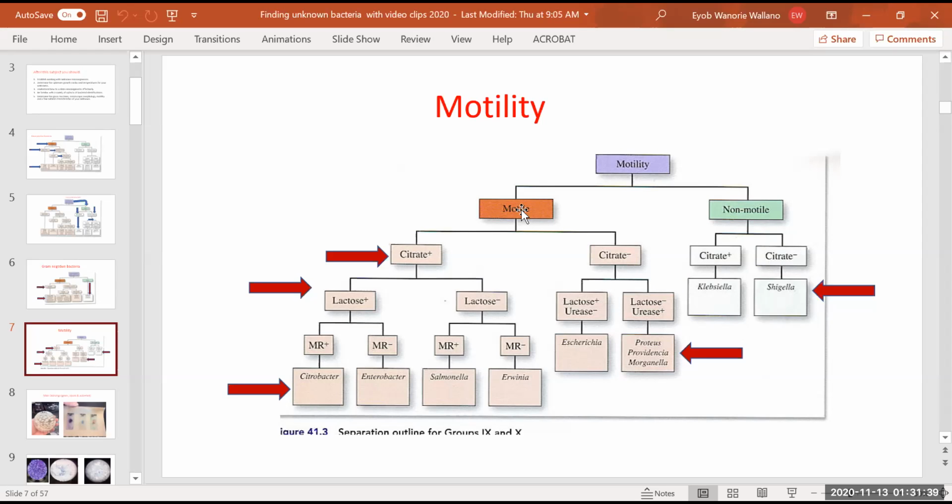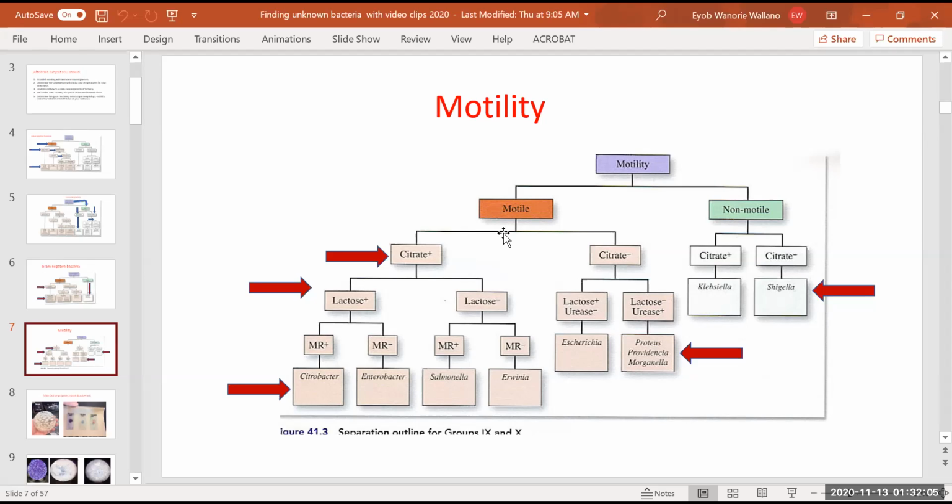You take a bacterial culture, any of them, and then stab it into the semi-solid media, and then you are going to see diffusion, it diffuses in the media. If it diffuses, positive. If it doesn't diffuse, it's negative. So for this reason, motility is very important. In unknown bacteria, we do motility.